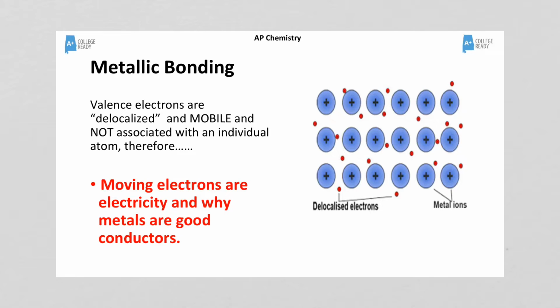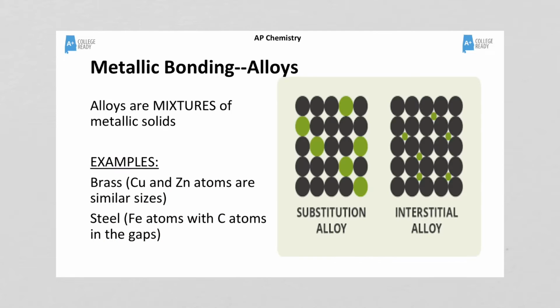Which picture represents ionic bonding, and which picture correctly represents metallic bonding? Notice that these electrons, these red spheres, are supposed to be electrons. They're all unevenly distributed. Those are supposed to be the moving electrons. So from the picture, we should be able to notice that would have to represent metallic bonds. So these moving electrons are why metals are good conductors.